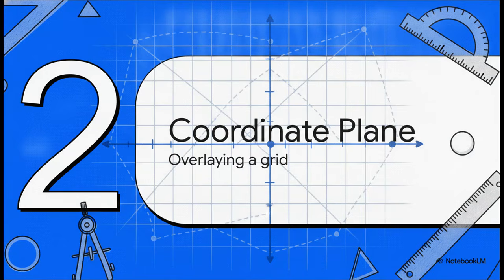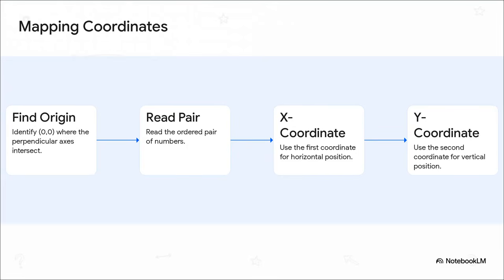Moving right along to Section 2, Mapping the Coordinate Plane, overlaying a grid on our 2D plane. Now that our toolkit is packed, let's navigate these infinite spaces by laying down a mathematical grid. Let's walk through a precise practice example together to see how this works.